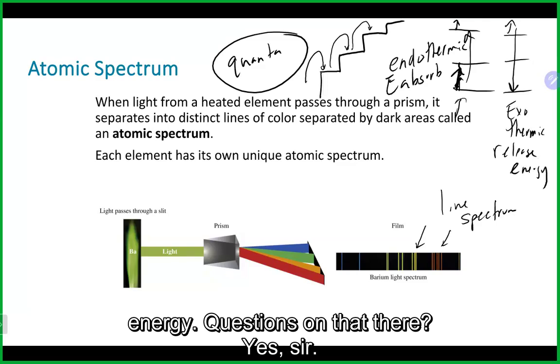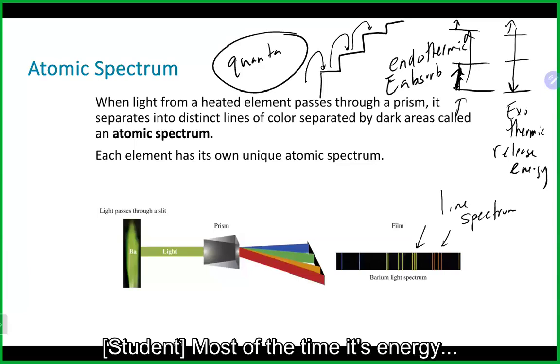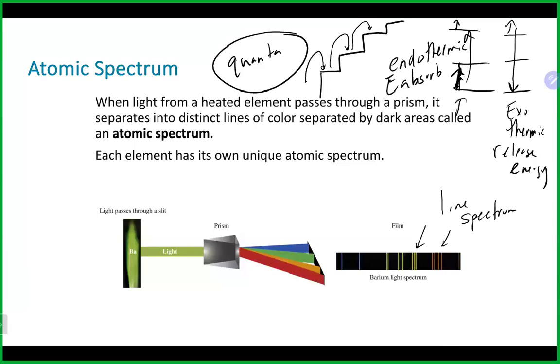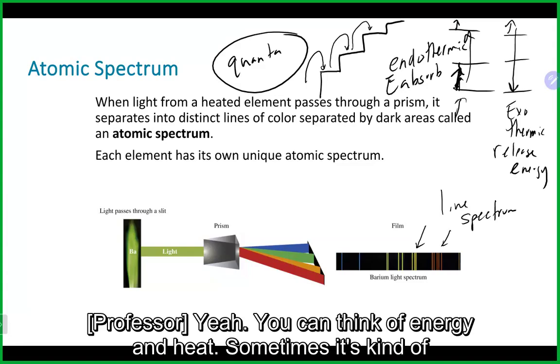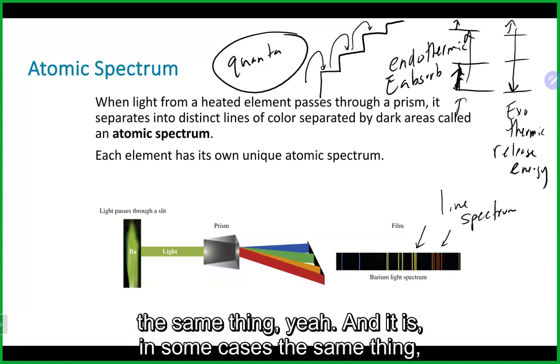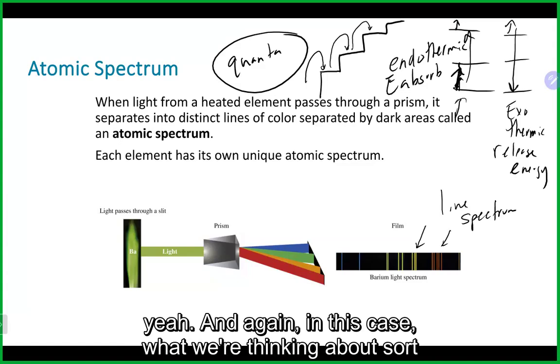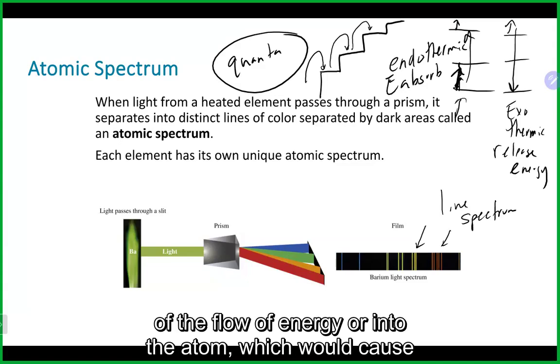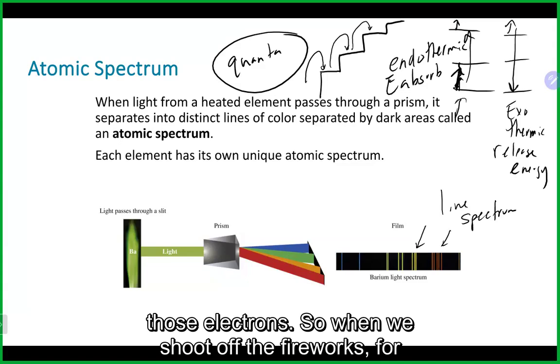Questions on that there? Yes, sir. Most of the time, it's energy. Yeah, you can think of energy and heat sometimes as kind of the same thing. And it is in some cases the same thing. And again, in this case, what we're thinking about is sort of the flow of energy into the atom, which would cause those electrons.